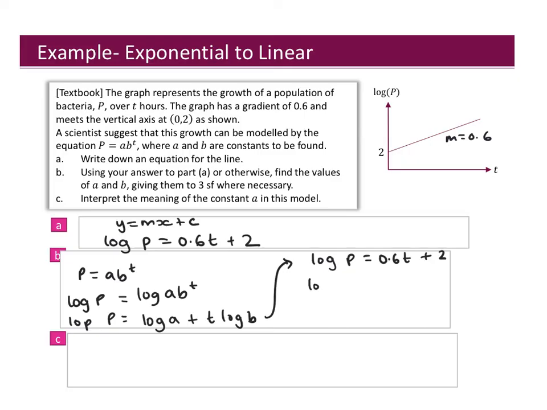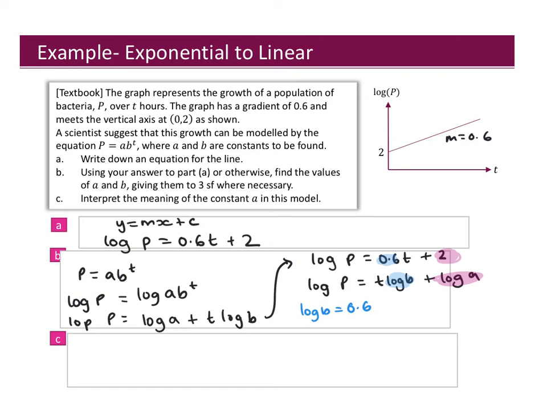Then that means that, and we're comparing it with the other one. Oh, it's not log, is it? Log P equals T log B plus log A. Okay, so I've put them in similar order. We can see straight away that 2 equals log A. Yeah? And what are we finding? B. And 0.6 then must equal log B. Because if we compare the two. So, log B equals 0.6.